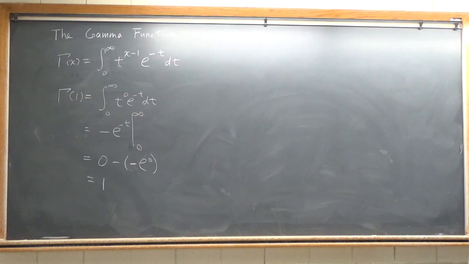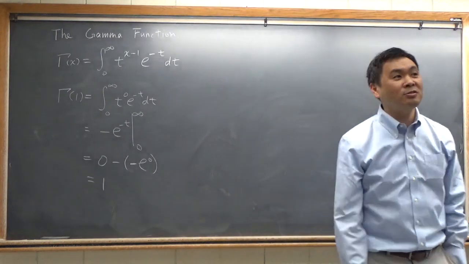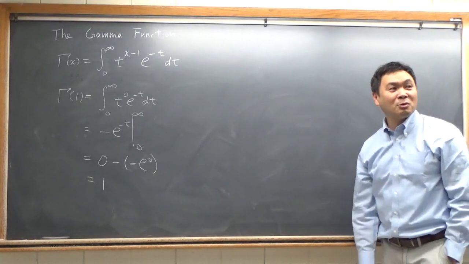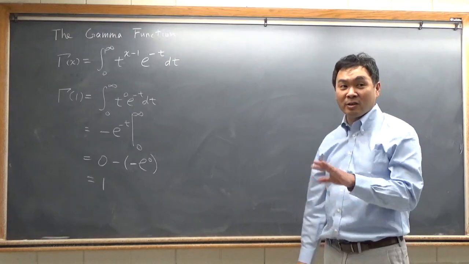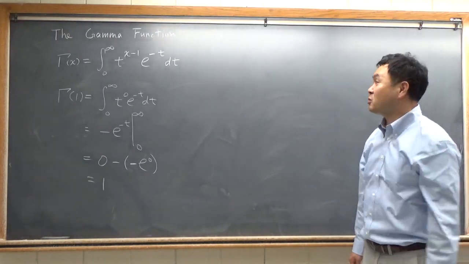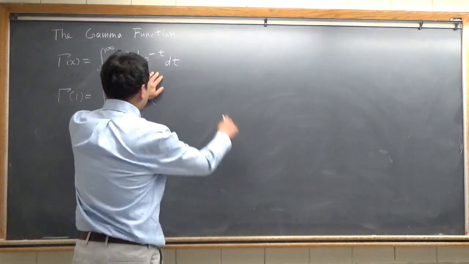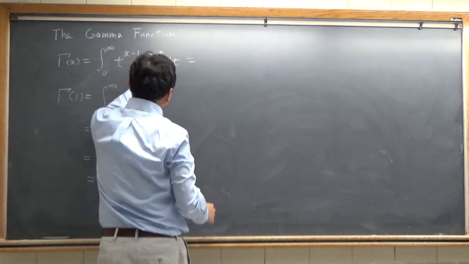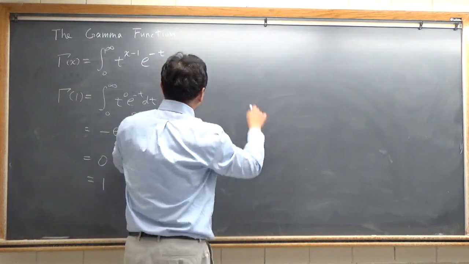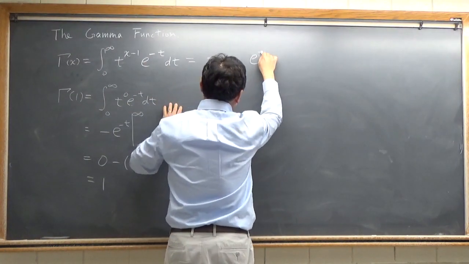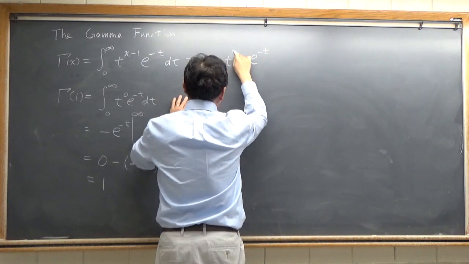Now how do we do gamma of 2? Well, you don't. Instead, you just come up with a general formula between gamma of x and gamma of x minus 1 by doing integration by parts. So let's take this formula and perform integration by parts by first integrating with respect to e to the negative t, which gives me negative e to the negative t. This doesn't change.